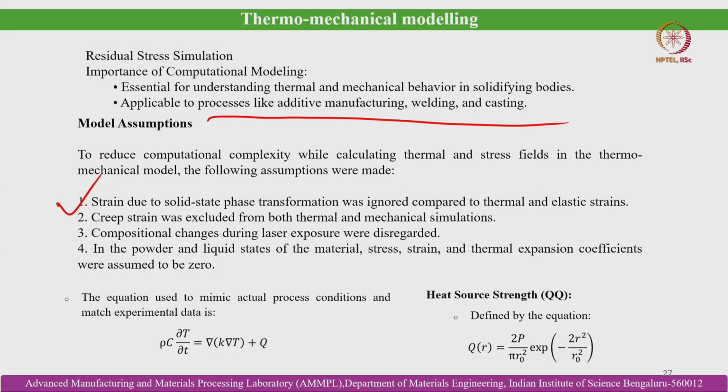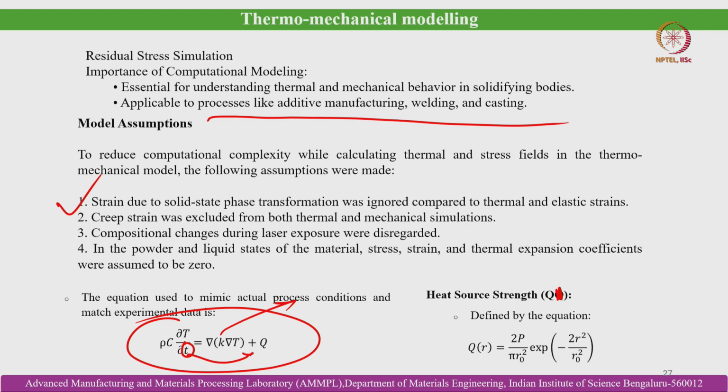The equation used to mimic actual process conditions and to match the experimental data is rho C del T by del t is equal to del dot k del T plus Q. Here Q is the heat source strength, which can be expressed as Q of r is equal to 2P by pi r square into exponential of minus 2 r square by r0 square, wherein small k is the thermal conductivity, capital T is the temperature, and small t is time, which represents the interaction time between the laser heat source and the powder bed system.